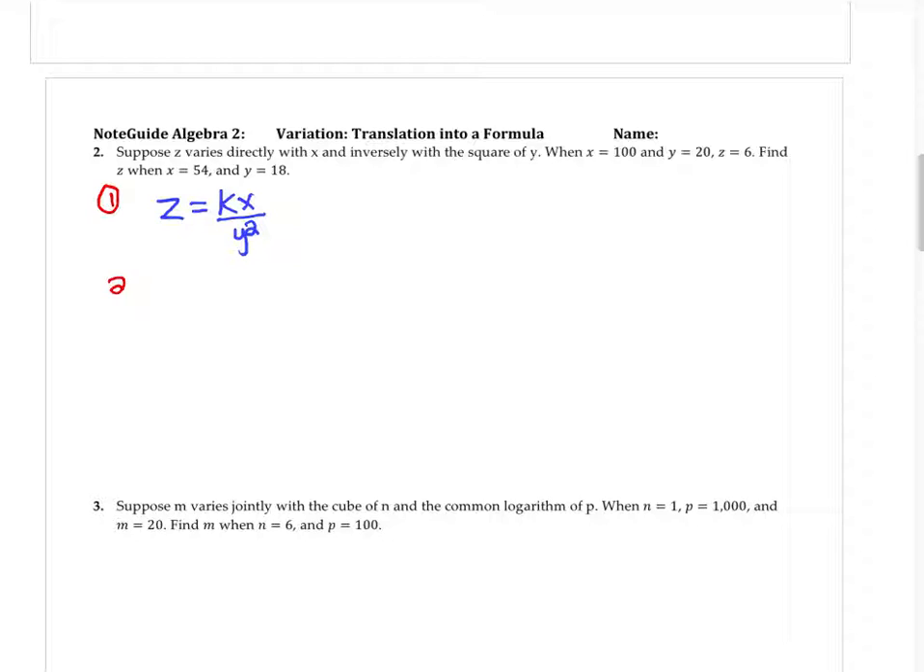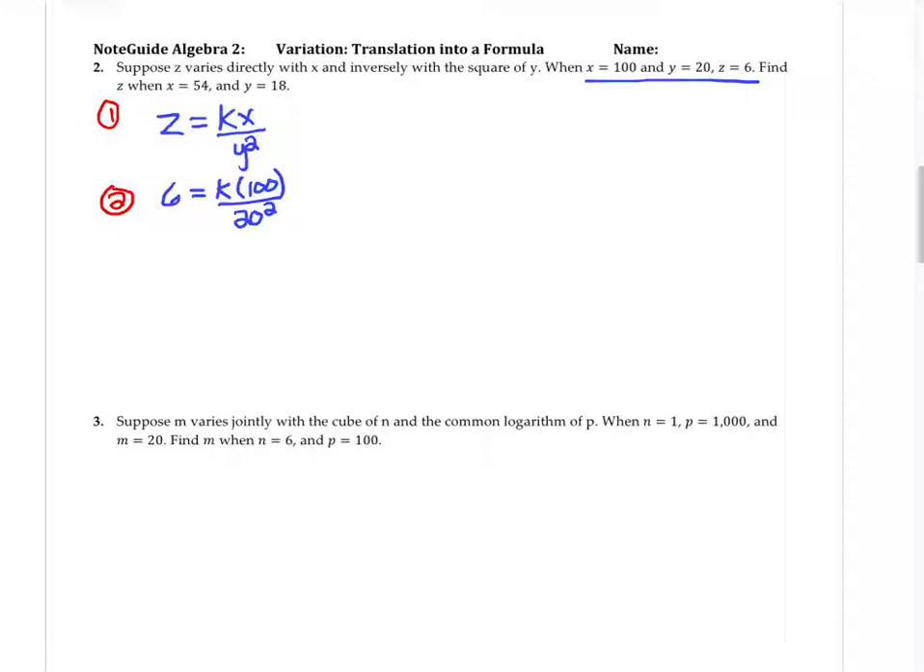In step 2, I'm going to solve for k. So I'll plug in some measurements. It looks like I have those measurements over here. So z is 6. Okay, I'll plug that in. I don't know k yet. I'm trying to find it. X is 100, so I'll put 100 in for x. And y is 20, so I'll put 20 in for y and square that. And now I've just got to use algebra however I need to solve.